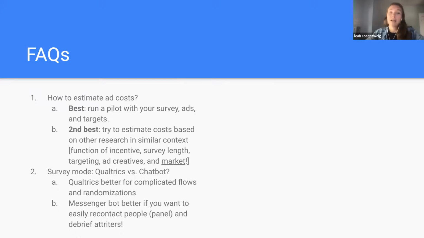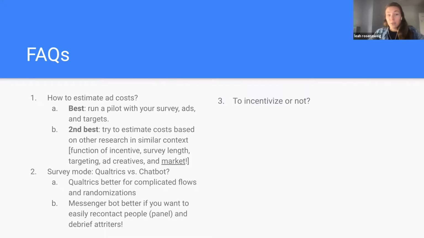What's nice about the Messenger bot is if you want to create a panel, it is super easy to recontact people. It's also really easy if people attrit and leave your survey, stop answering questions. For instance, in our misinformation study, we wanted to make sure that even if you left the survey, we could still debrief you and tell you which pieces of information you saw were untrue. And this is really easy in the Messenger bot. So I would say if you're doing any kind of panel, the Messenger app might be the way to go.